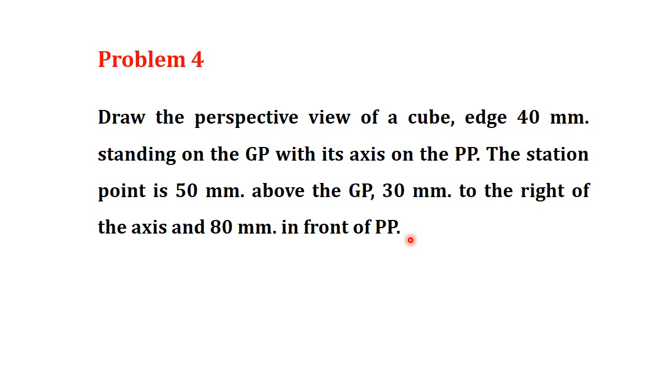So the speciality of this problem is that the object is not fully behind PP. Some part of the cube is in front of PP, because it is given that the axis of the cube is on PP. So some part of the cube will be in front of PP and some part will be behind. Okay, let's go to the solution.